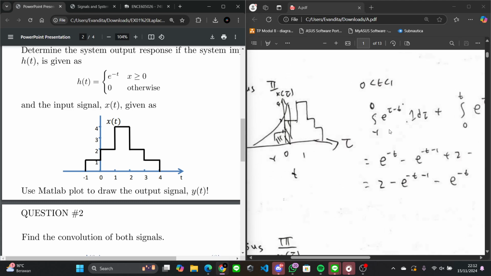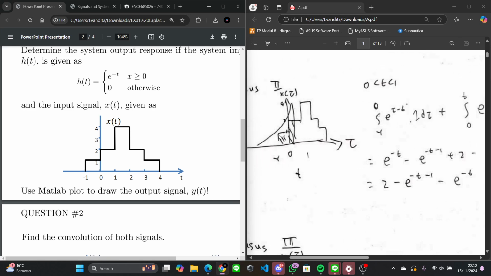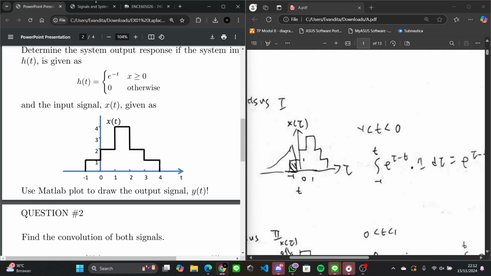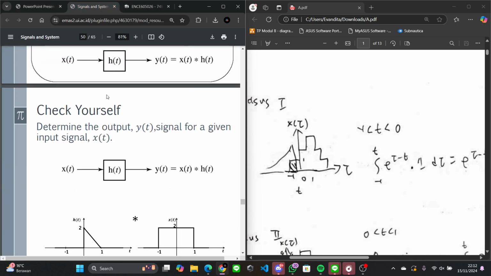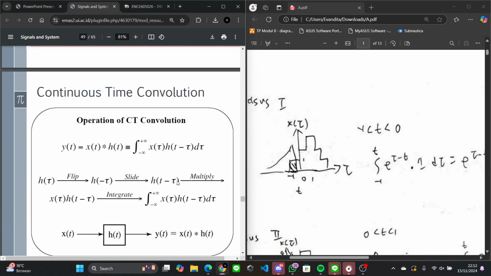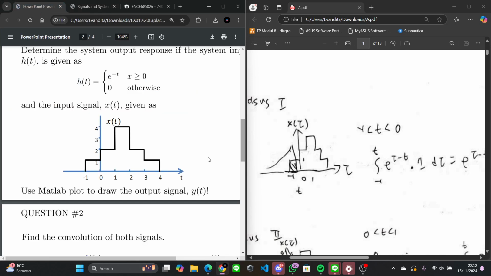So from negative 1 to 0, we just integrate it normally, and don't forget to multiply by the value of x(t). I forgot to mention before, but we need to multiply because that's how the convolution function works. This is the function. We need to multiply x(t) with h(t minus tau).